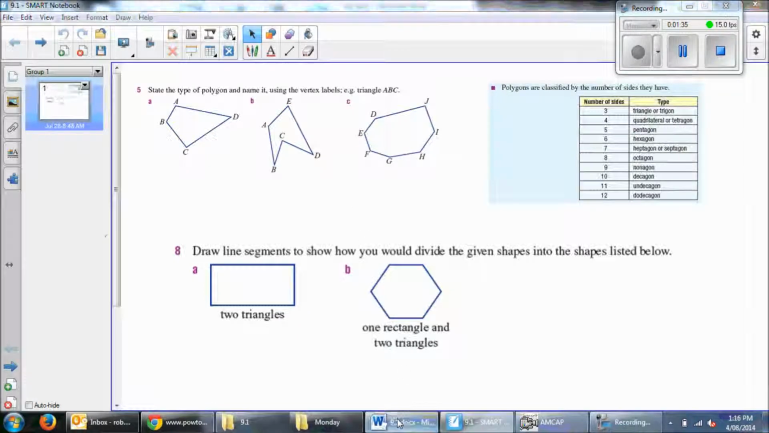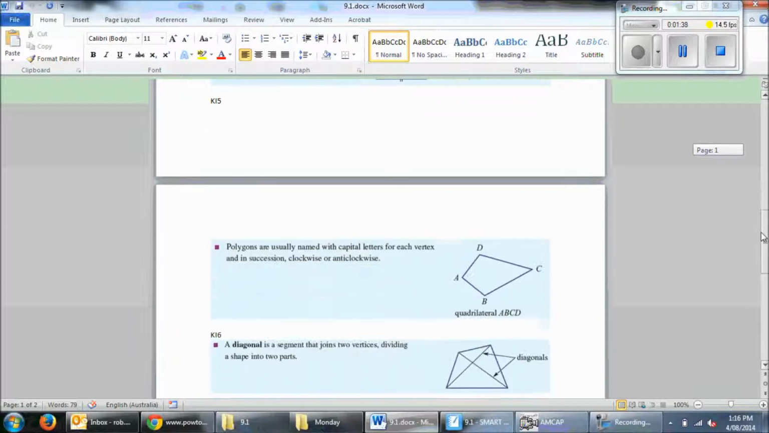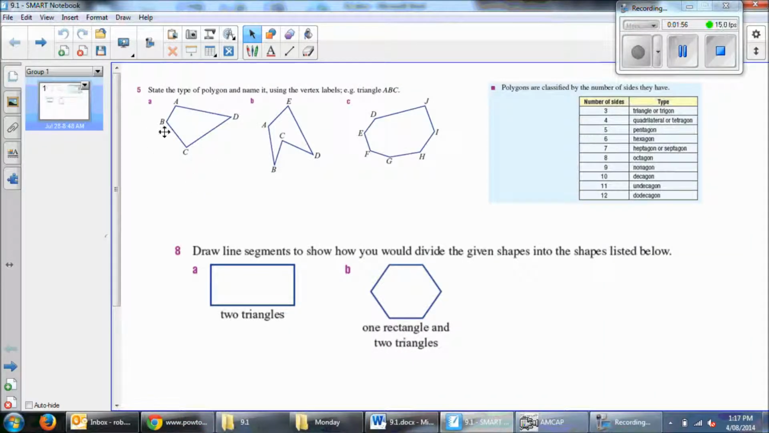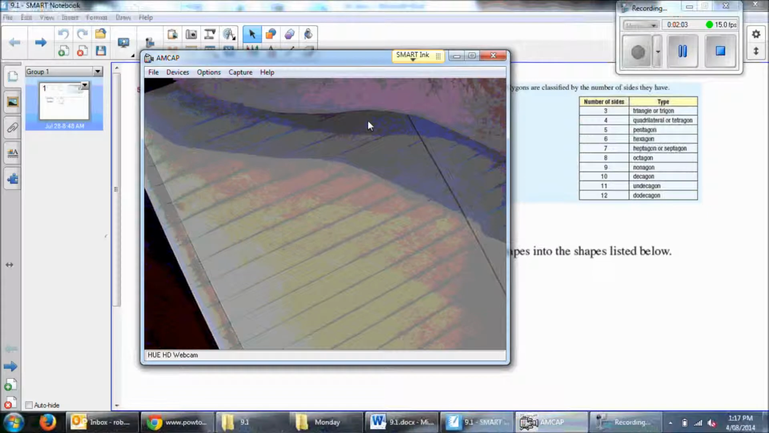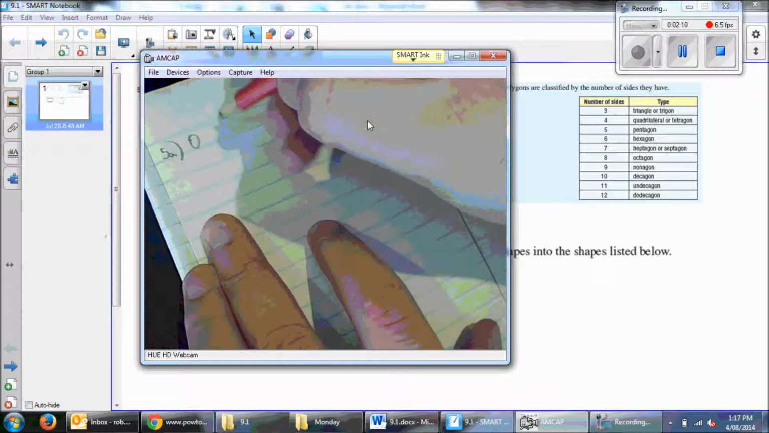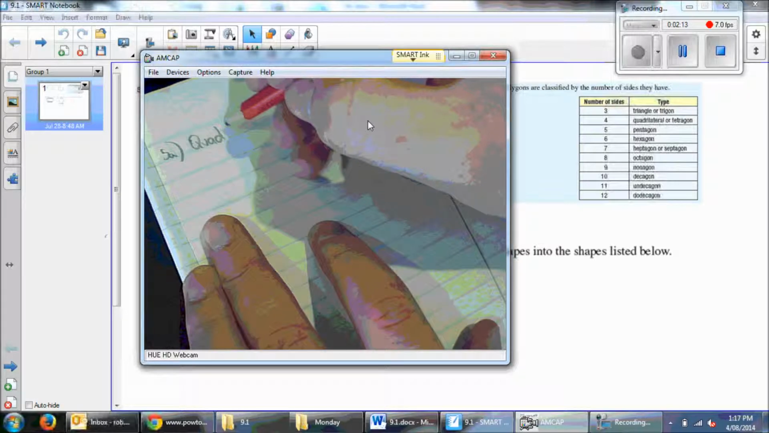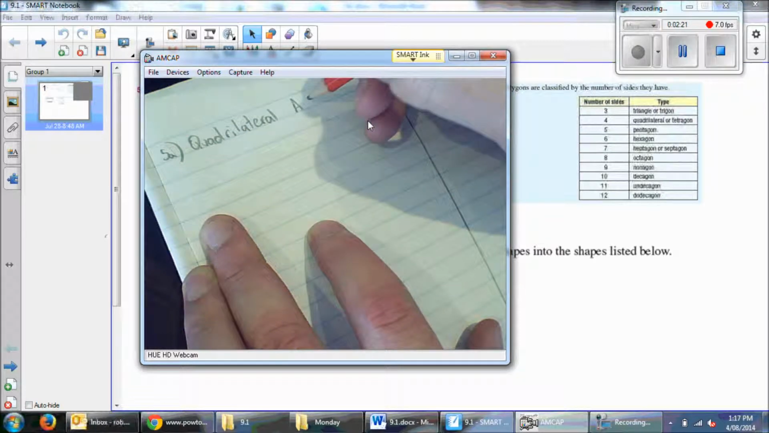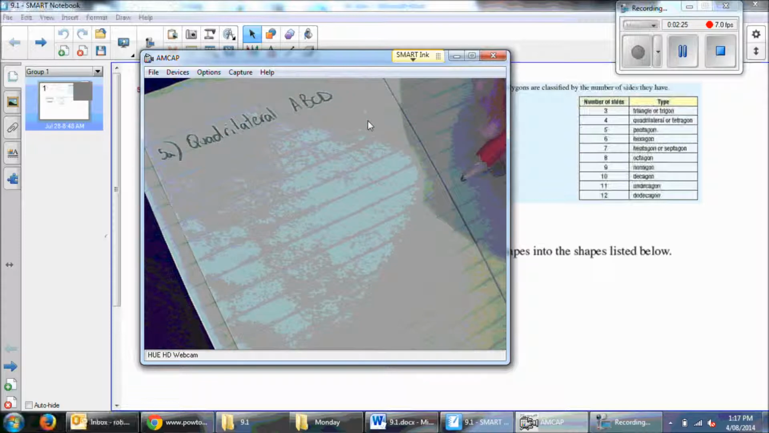It's an important point. When you're naming them, generally speaking, polygons are usually named with capital letters for each vertex and in succession, so clockwise or anti-clockwise. So just go around in either, whether it be clockwise or anti-clockwise. So we'll go back to our question. So this one here, it would obviously be your quadrilateral, and we'll name it A, B, C, D as well. So in your book, setting it out, it's going to be quadrilateral. Just like that. We'll have a look at the next one as well.